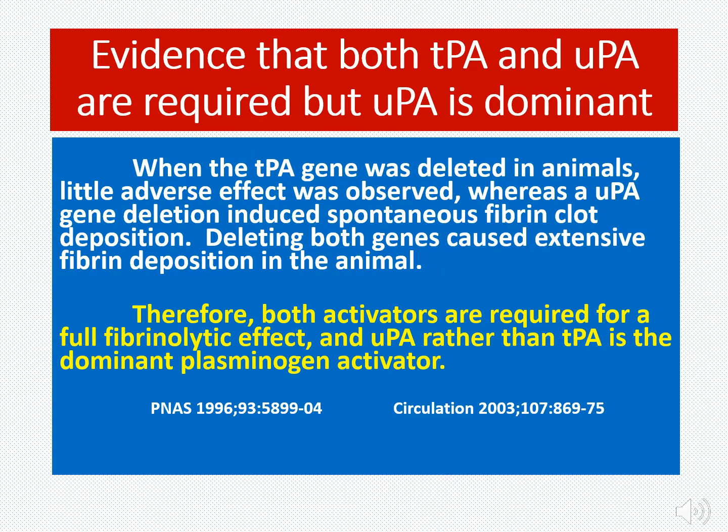Evidence that UPA, the other plasminogen activator, is also essential is shown here. When the TPA gene was deleted in animals, little adverse effect was observed, whereas a UPA gene deletion induced spontaneous fibrin clot deposition. Deleting both genes caused extensive fibrin deposition in the animal. Therefore, both activators are required for a full fibrinolytic effect, and UPA, rather than TPA, is the dominant plasminogen activator.